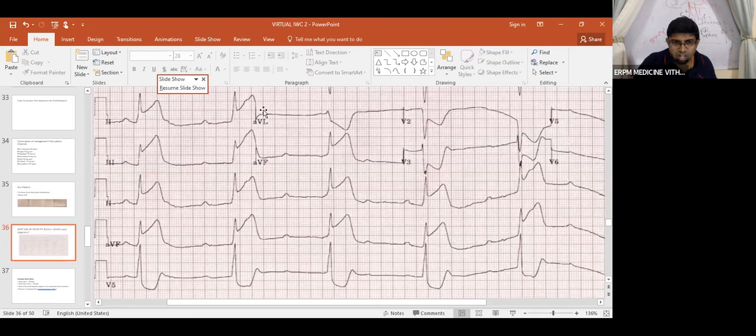The interval between two R waves is the RR interval. Now look here. How many large squares are there in this RR interval? Count: 1, 2, 3, 4, 5, 6, 7, and if I count this and this, 8. Do you all accept that? There are about 8 squares, isn't it?